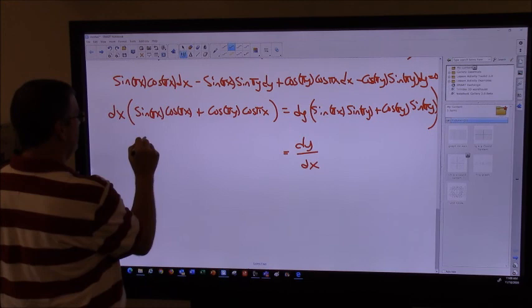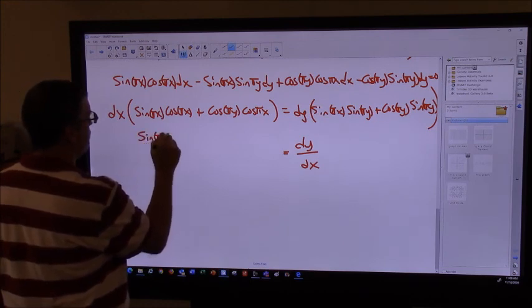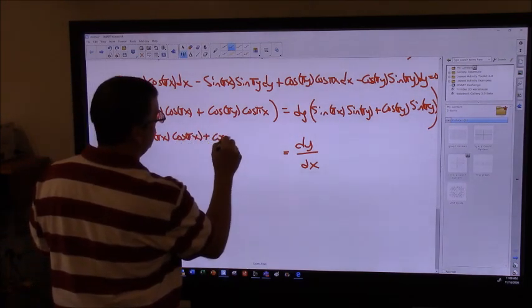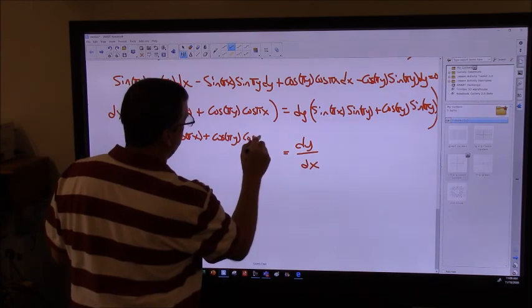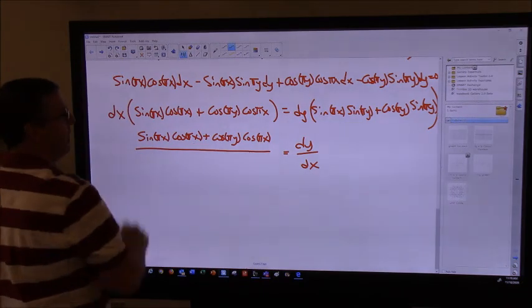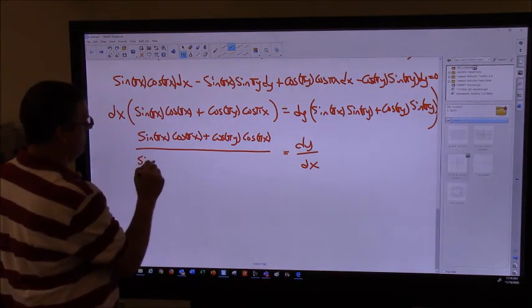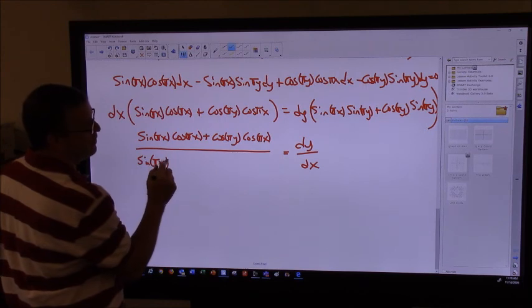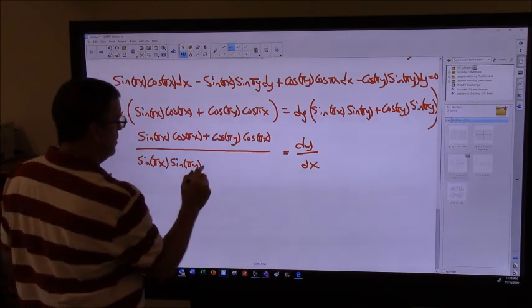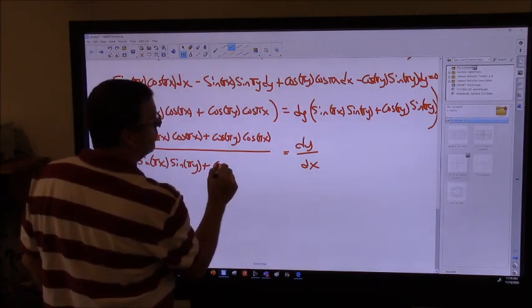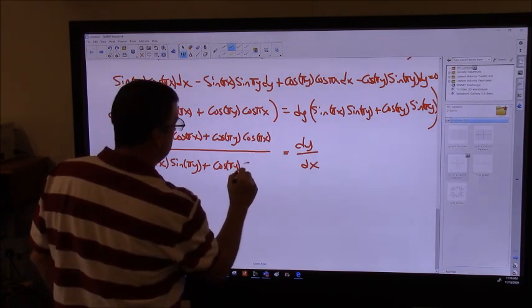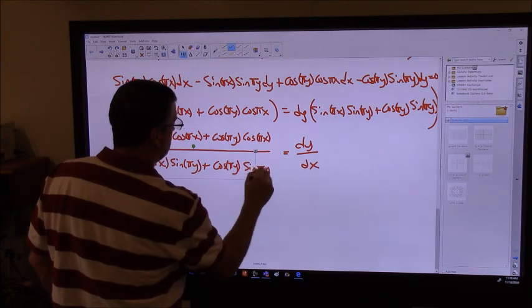All right, sine pi x cosine pi x plus cosine pi y cosine pi x. I'm moving this stuff over here and dividing. So sine pi x sine pi y plus cosine pi y sine pi y.